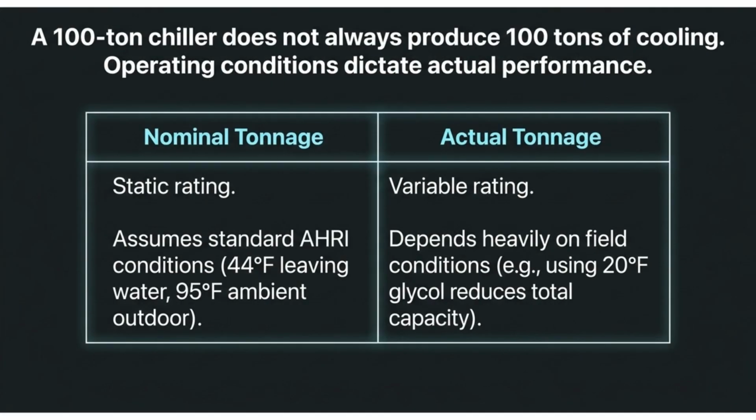A chiller's actual performance can vary, meaning a 100-ton chiller doesn't always produce 100 tons of cooling. Nominal tonnage is a static rating based on standard conditions, while actual tonnage is a variable rating heavily dependent on field conditions.